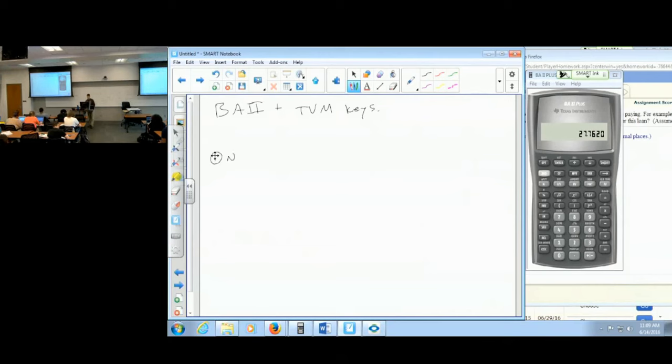All right, moving from left to right, the first key is the N key. This is exactly what you think it is. This is the number of periods, the N in most of your formulas. If you've got an annuity, it's the number of payments.